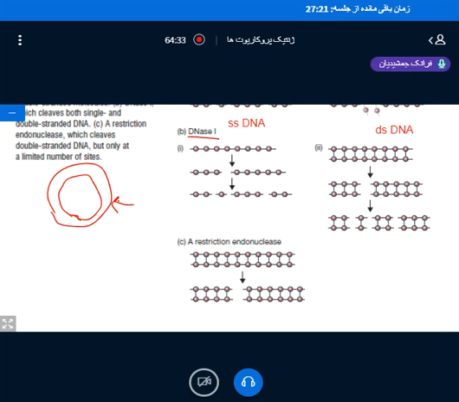It's restriction endonuclease. It should have another name. Look at here. This is nuclease, okay? But this is restriction endonuclease, which means it breaks at a specific site.